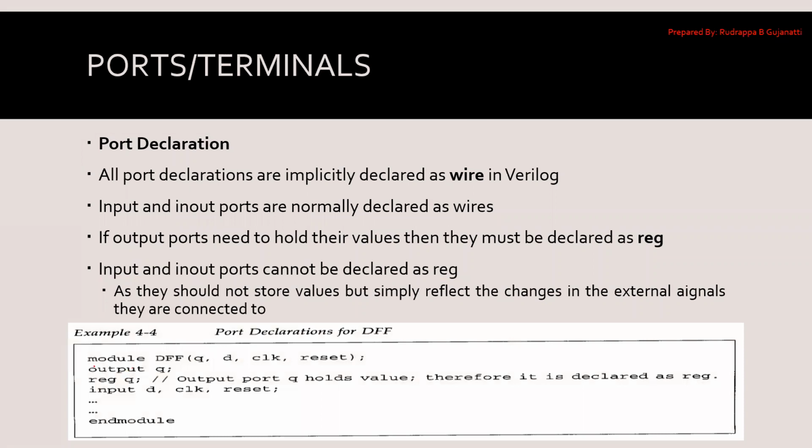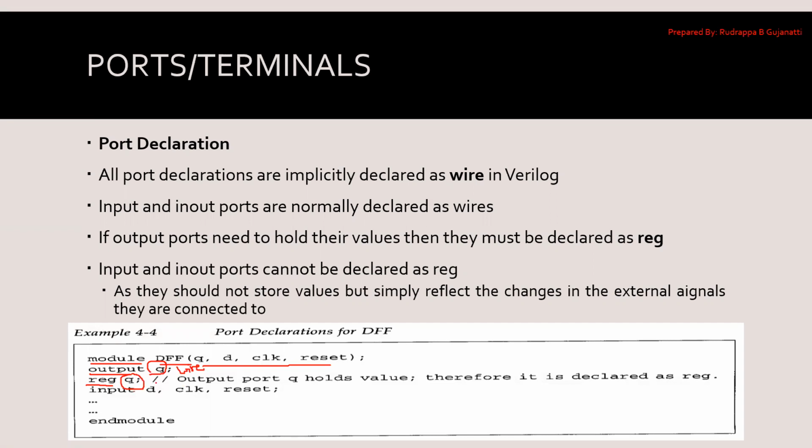So we have an example over here, module D flip-flop. This is the port list. Then here the output is Q, and I am declaring it as a register data type. If I don't specify it, by default it will be wire, or net data type.